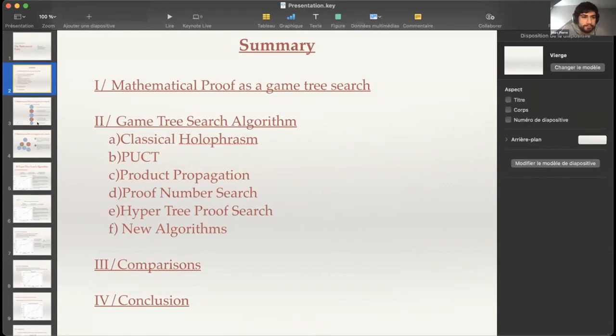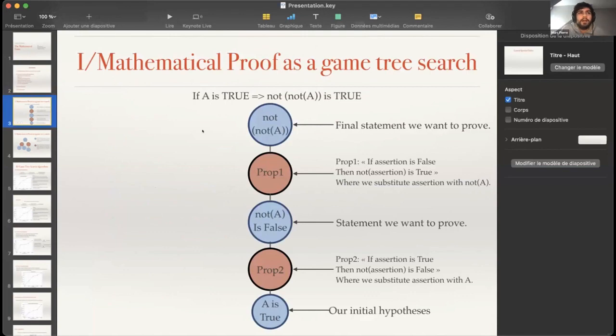So now we will see how Holophrasm translates a mathematical proof into an AND OR tree and how these trees are built during the research. First, we need a mathematical language to process math, and in this context, Metamath is used. In Metamath, a mathematical theorem is a set of hypotheses which contain variables, the conclusion of the theorem, and a proof. The main feature of Metamath is substitution of variables, and I will explain that now.